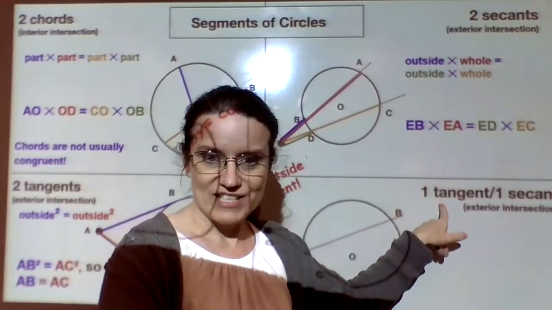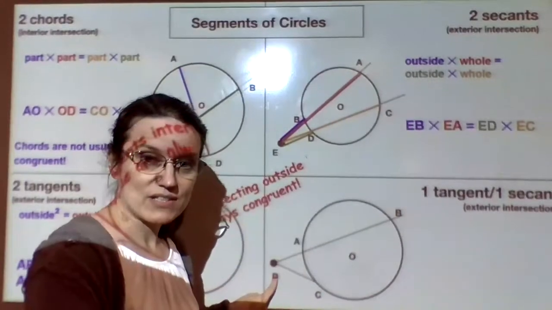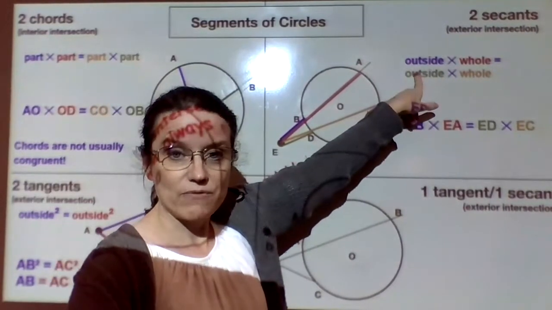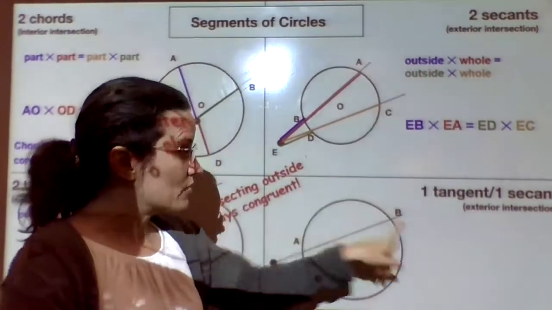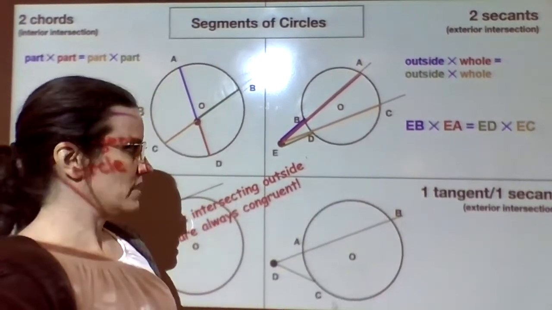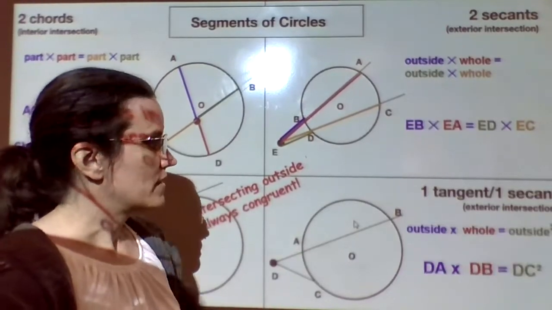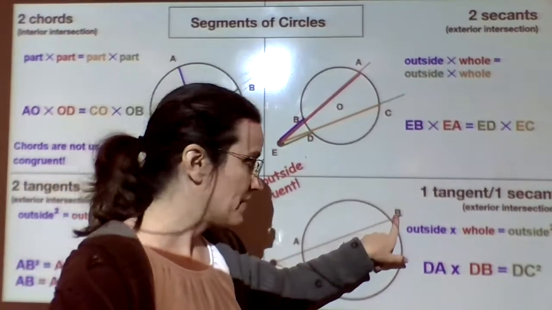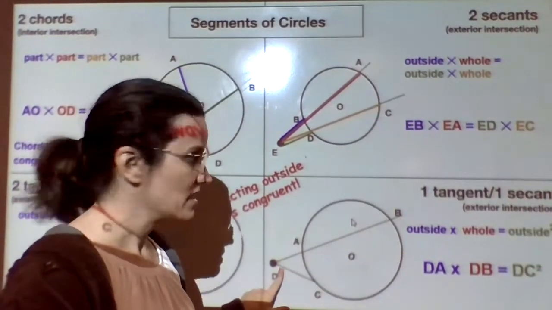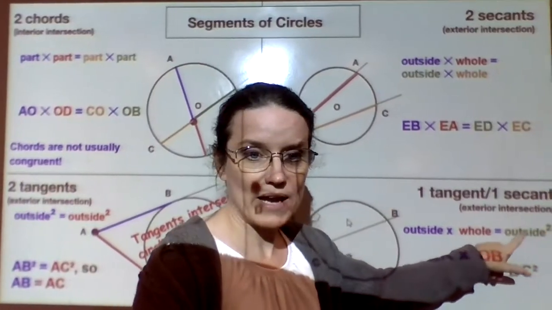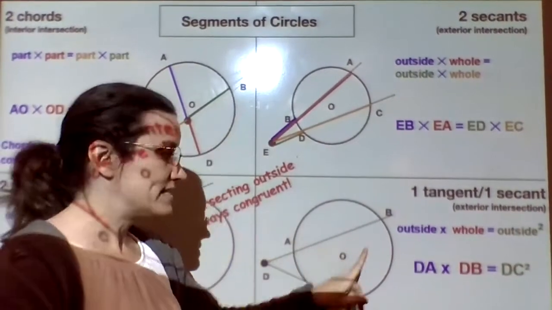Then you get a tangent and a secant intersecting outside your circle. And what's going to happen here is you're going to use this same formula again. So I need an outside piece times the whole for this segment, but since this one's a tangent, the outside and the whole are the same thing, so outside squared. And so let's see what that looks like.